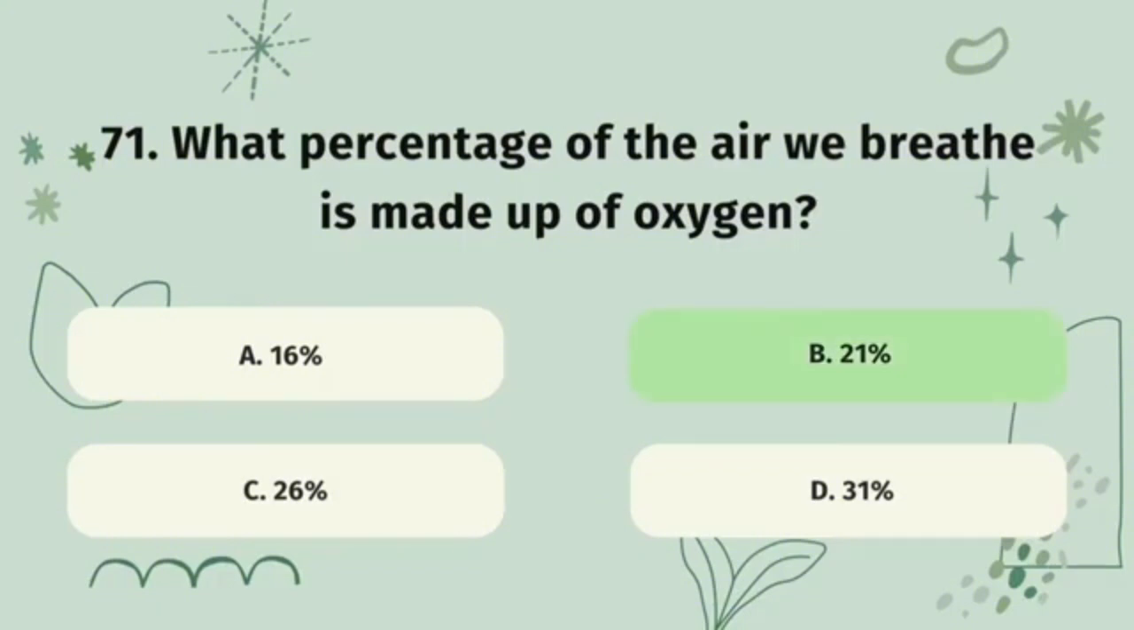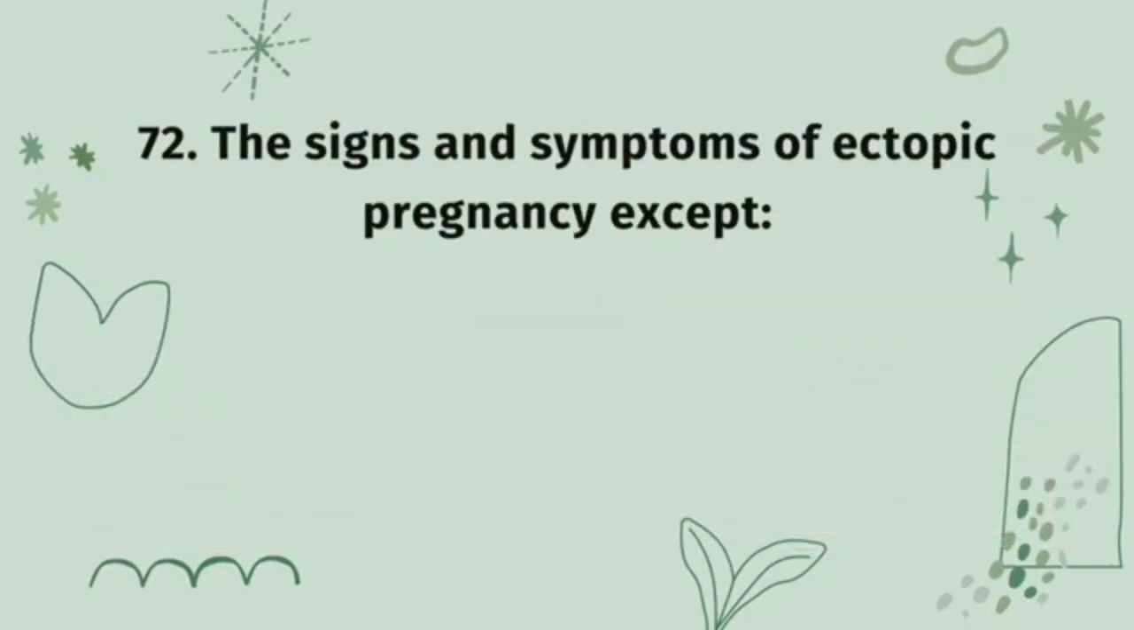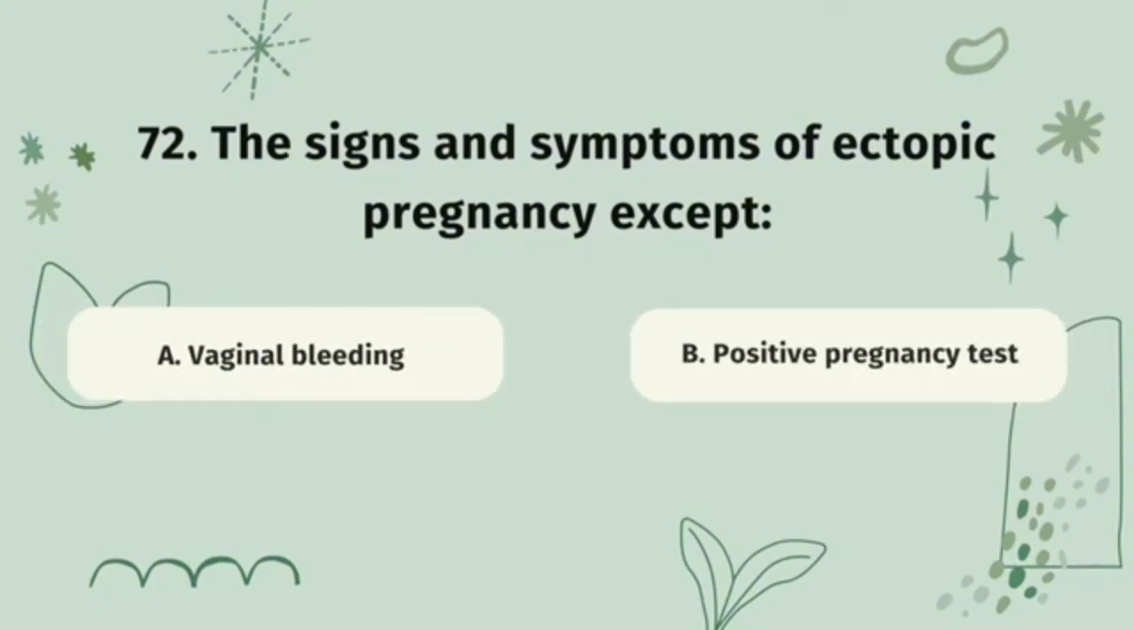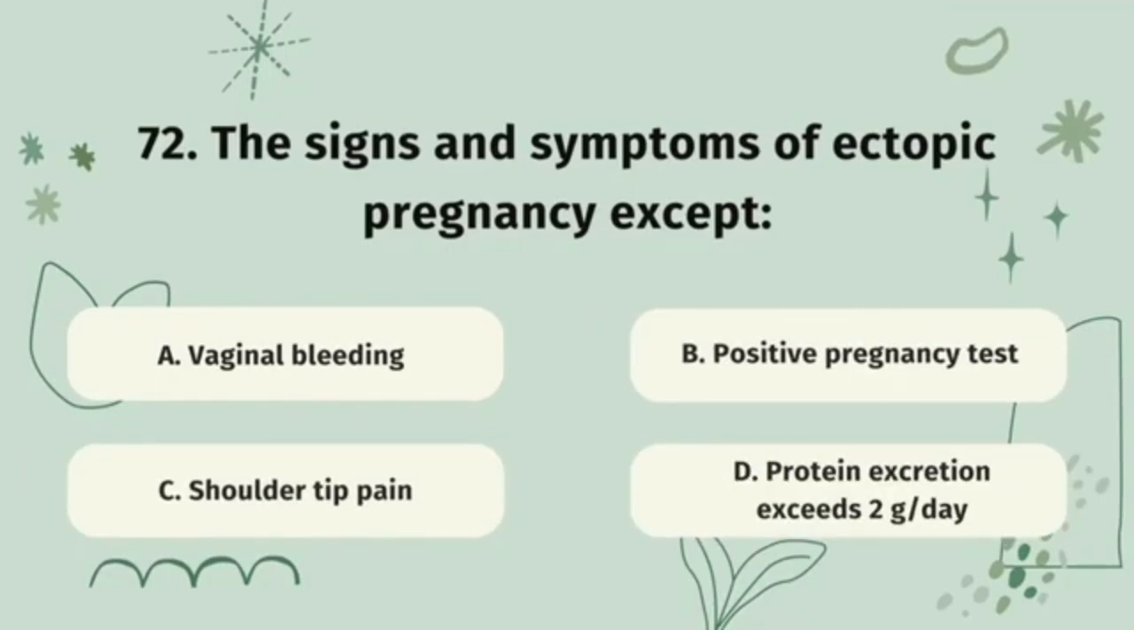The correct answer is B. Question 72. The signs and symptoms of ectopic pregnancy except: Option A. Vaginal bleeding. Option B. Positive pregnancy test. Option C. Shoulder tip pain. Option D. Protein excretion exceeds 2 grams per day.